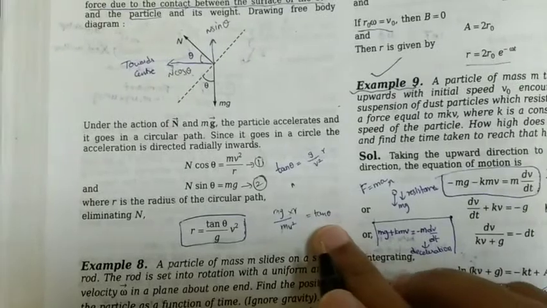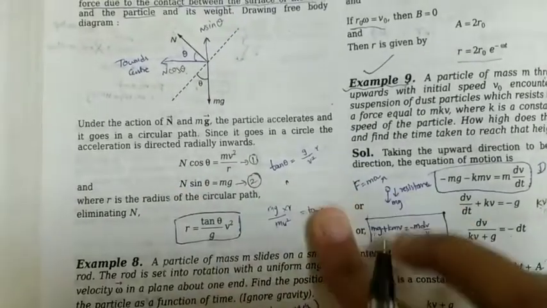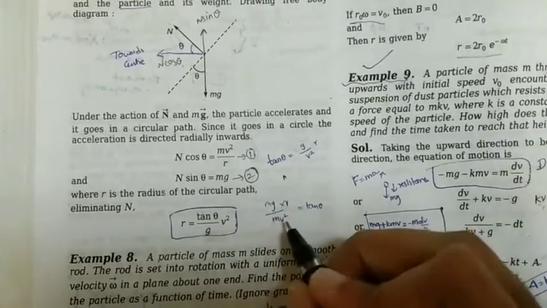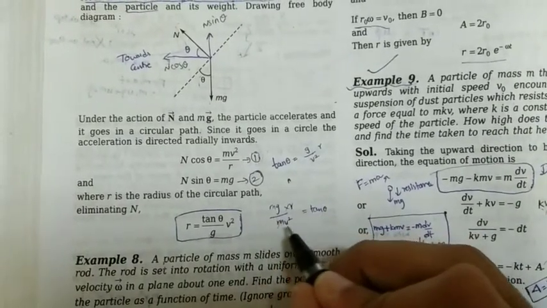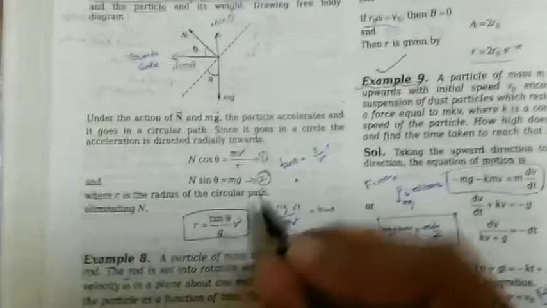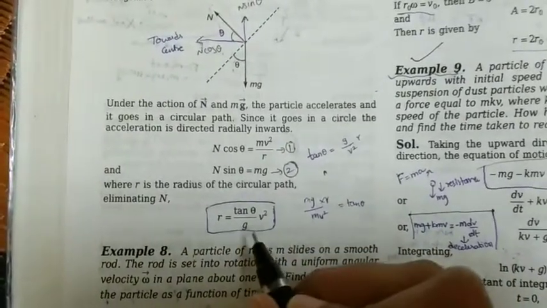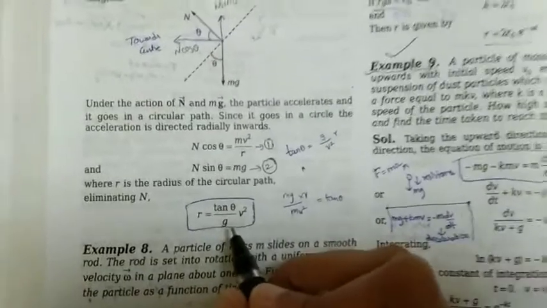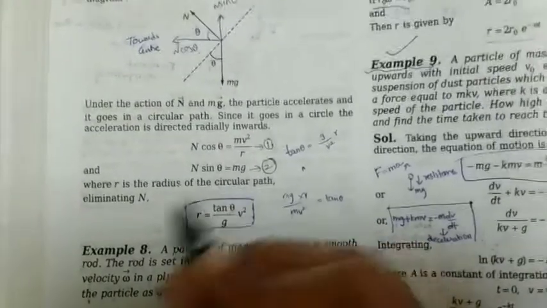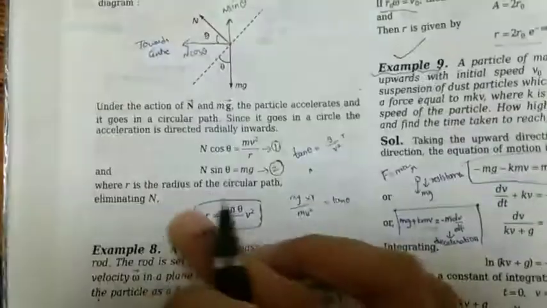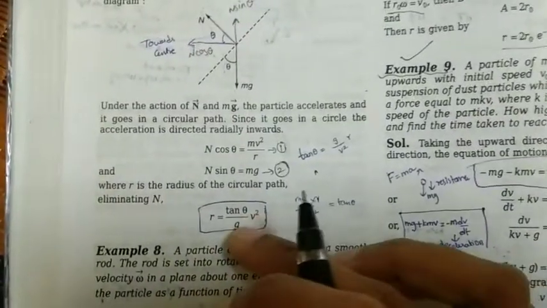So tan theta is nothing but, on the left hand side tan theta, on the right hand side you will get rg by v square. If we send v square to this side and g to that side, we get v square by g. So the overall radius of the circle would become r equals v square by g tan theta. So this is nothing but the radius of the required circle in which the particle is moving. So thank you.